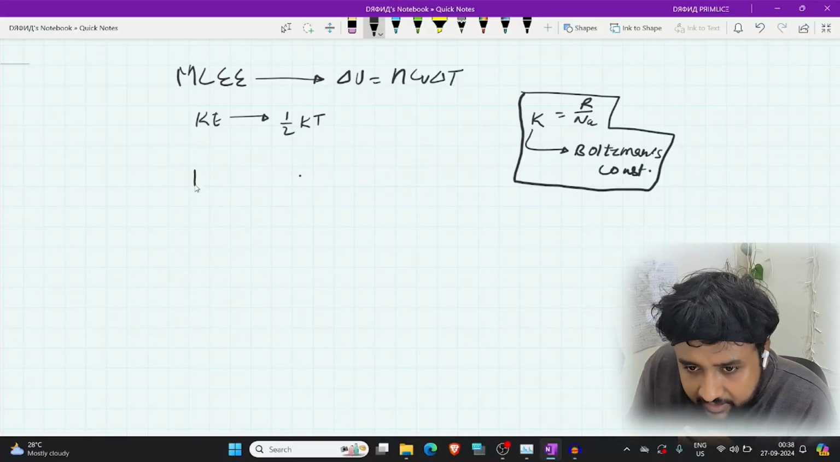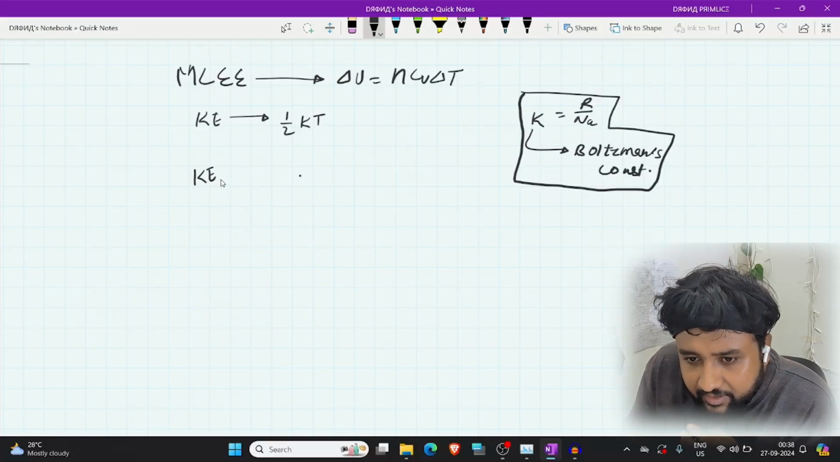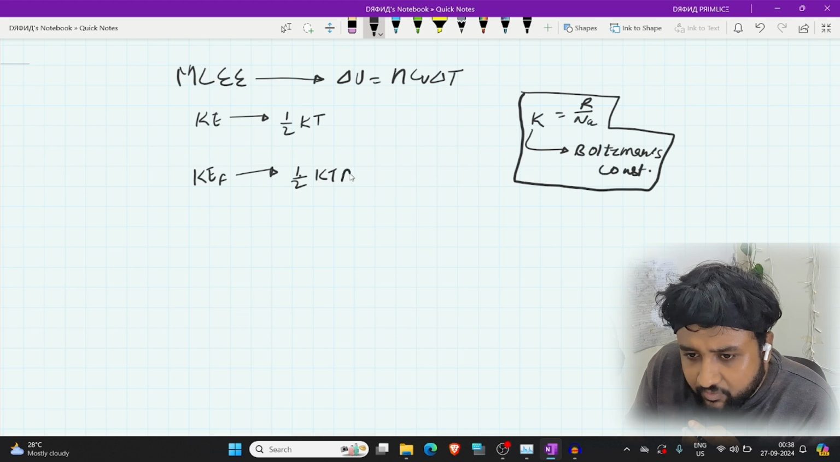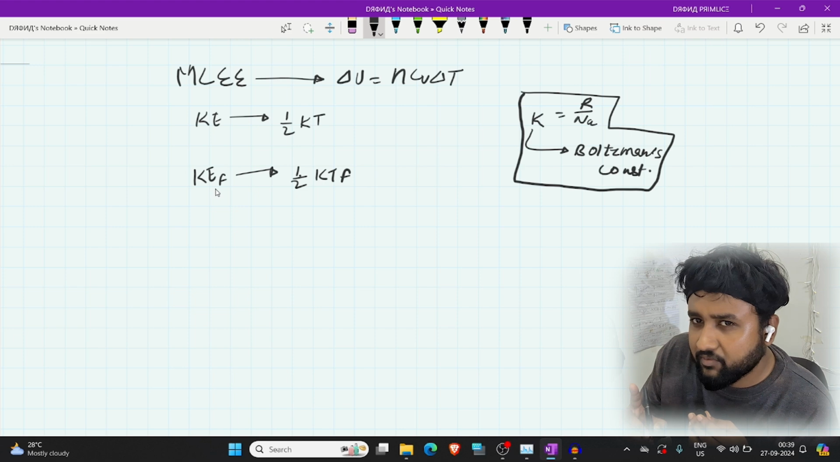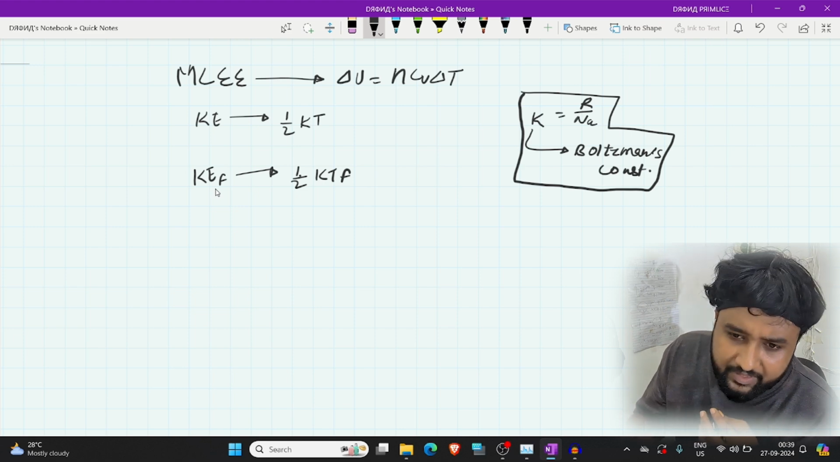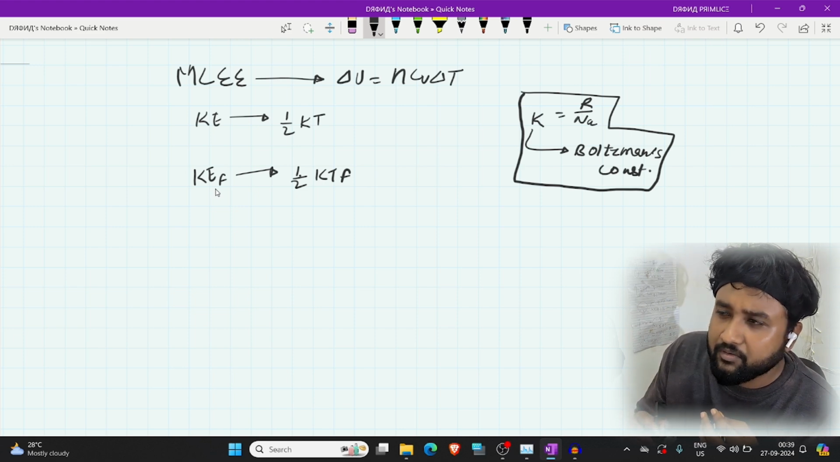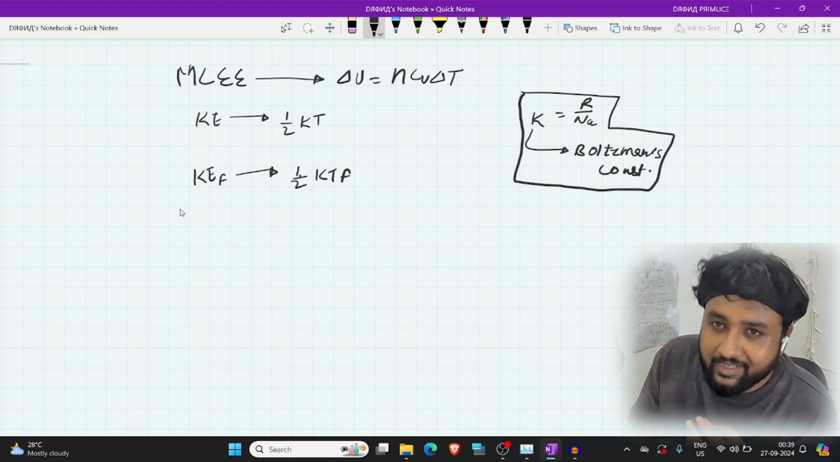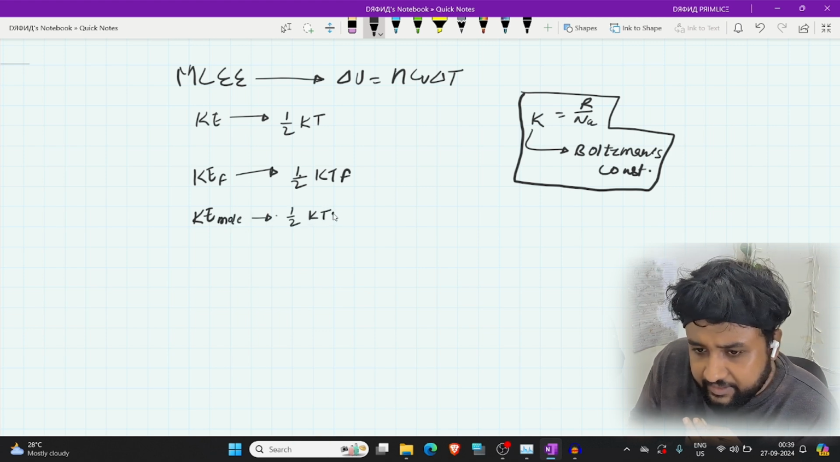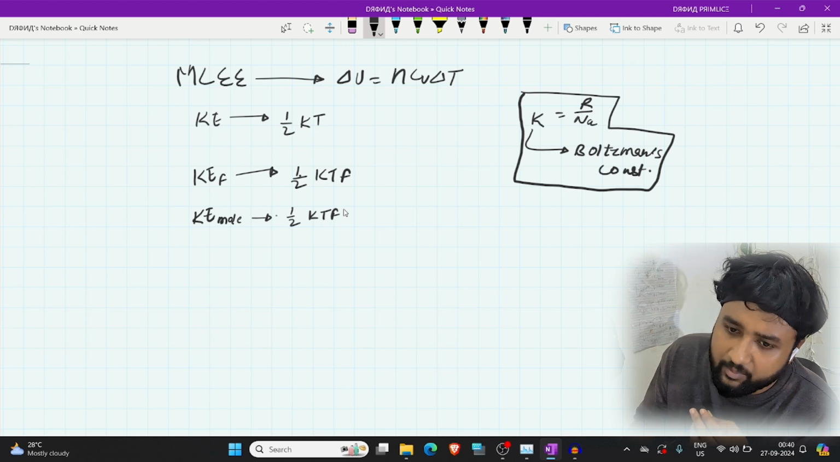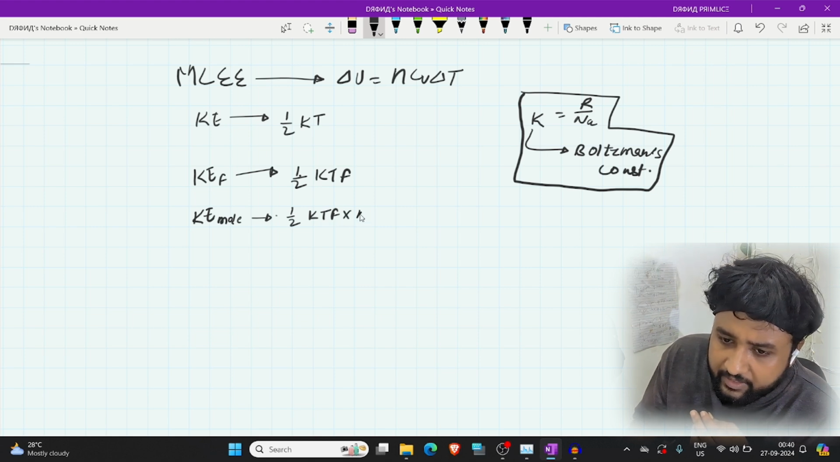So I'll write kinetic energy for F degrees of freedom. It's nothing but half kT into F, where F is degree of freedom, right? So it is for one molecule. What about the kinetic energy for 1 mole of molecules? Let's see how it goes. Ke for 1 mole, right? It becomes half kT into F for F number of degrees of freedom into Na.